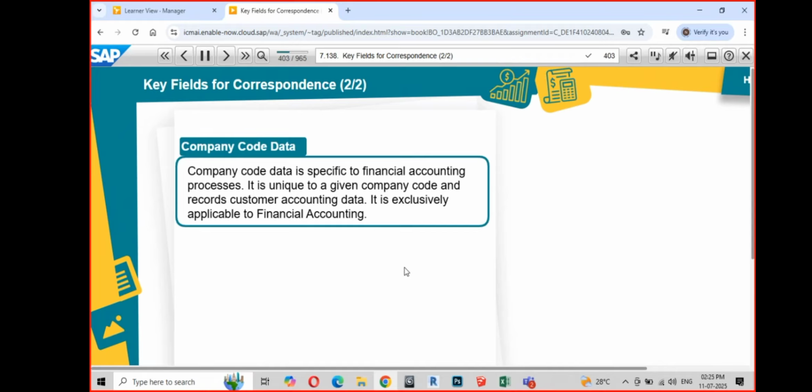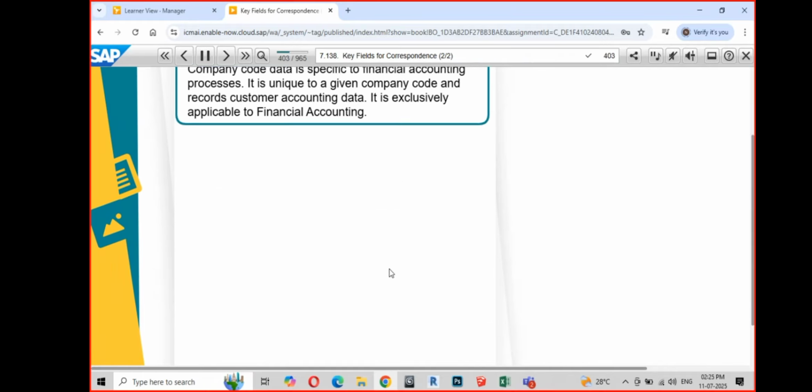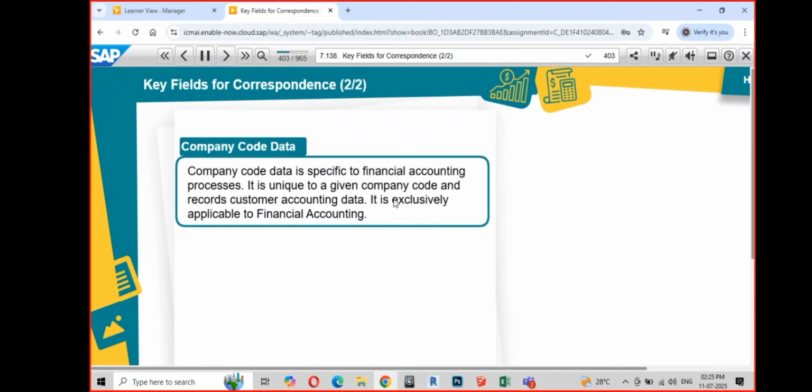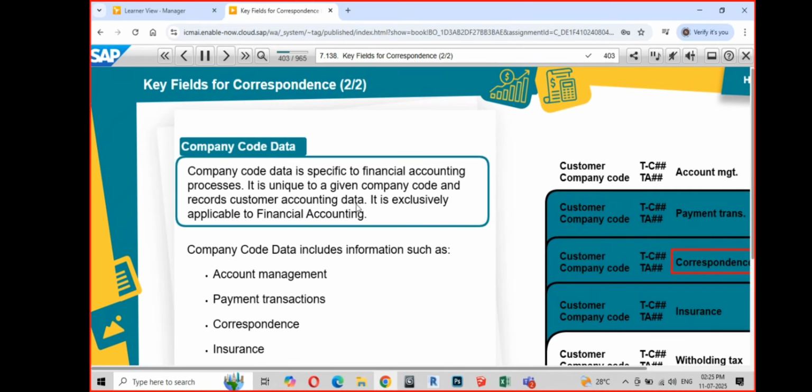So just read them at your leisure. Very generic. By now you should know what company code information is. What is company code data? As far as a customer is concerned, it is finance-related information.